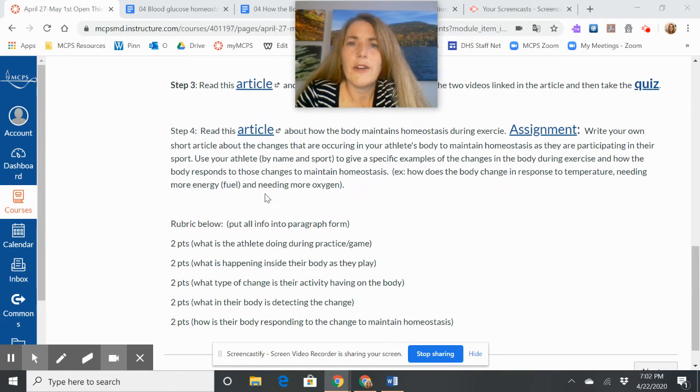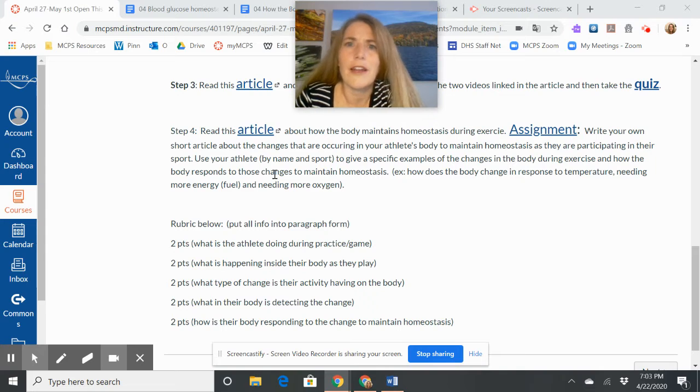And then your bigger assignment this week is that you are going to write an article explaining how your athlete's body maintains homeostasis during exercise. So when Joe Bell is playing soccer, or when Dana Retke is playing volleyball, what is their body actually doing? And then what's happening inside?